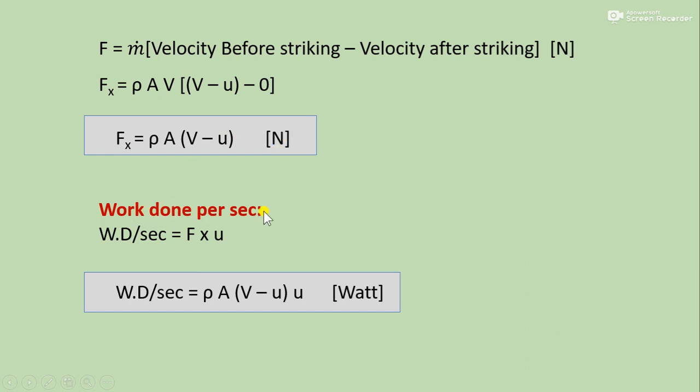Now work done per second, that is power, is what? Product of force into plate velocity. So as we know, force expression, putting over here force expression, we get power, that is rho a (v minus u) complete into plate velocity in watt.